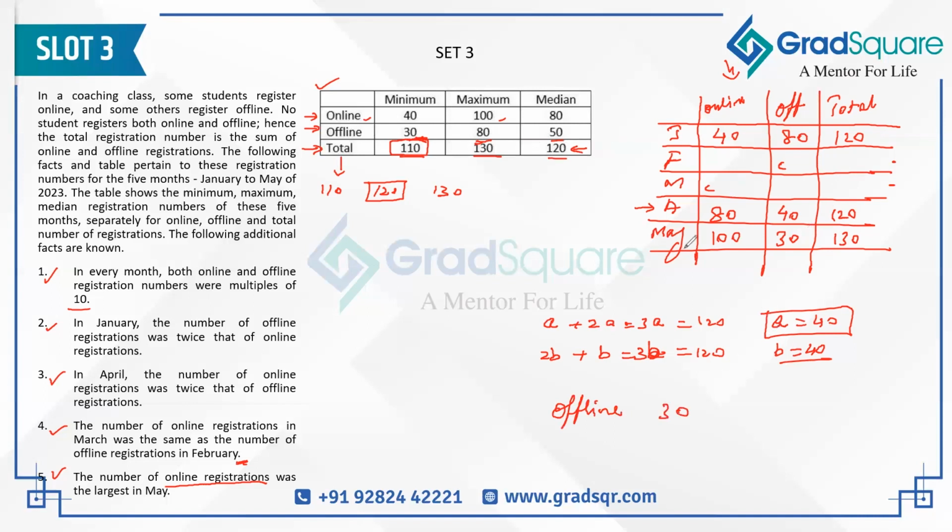We definitely know the month of May, it was 30 offline enrollments, right? Maximum offline enrollment was 80, which is also something that we know in which month it is, which is January. And the median was 50. This value of 50 has not yet been allocated. We've already allocated a value of 40. So I'm putting a 40 over here. So we have 30, 40, and a 50 needs to be allocated.